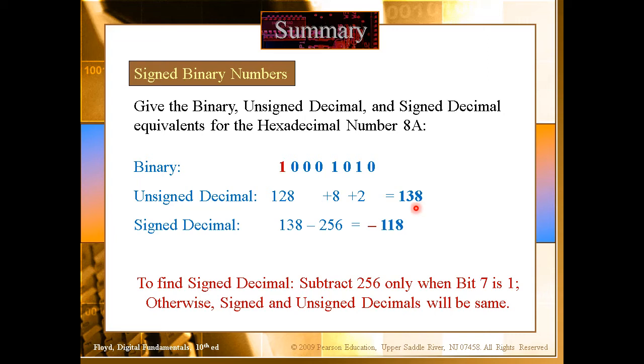Now to get the signed decimal, this is how we do it. We subtract 256 from any number if the very leftmost bit of the number is 1. Now the leftmost digit is 1, okay? Be careful, look at this. If this is 1, then we subtract 256 to find the signed decimal. If this is 0, then the signed decimal and unsigned decimal are the same. There is no change. So since this is 1 this time, I subtracted 256 to make it negative 118.